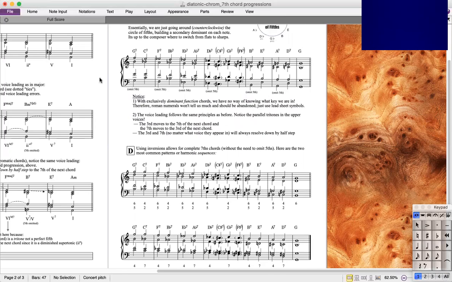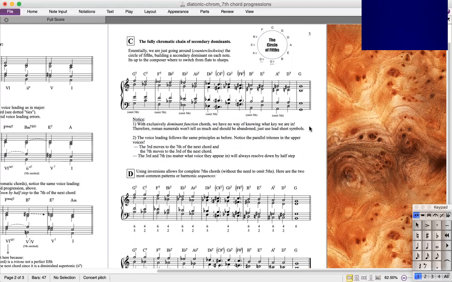Okay, so hopefully this was helpful. Really spend some time with this worksheet and make sure to listen. That's really important, to listen to these things. And let me know in the forum if you have any questions.